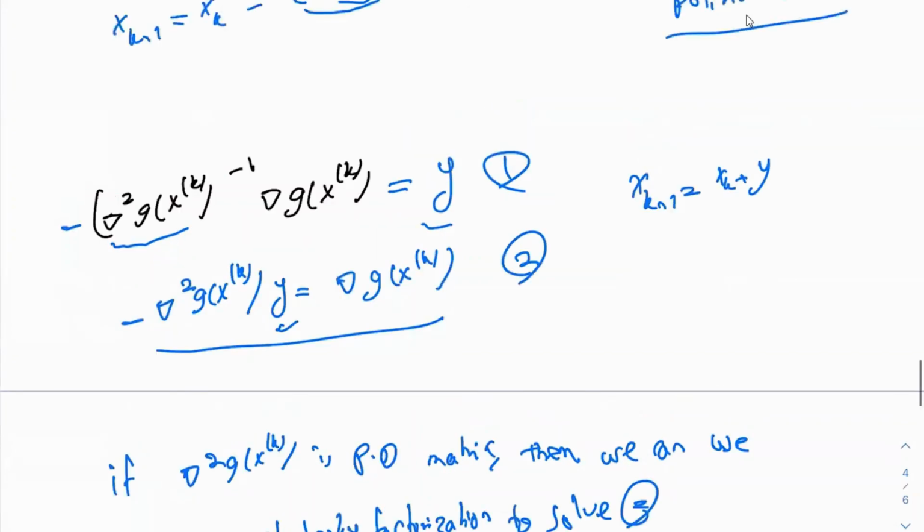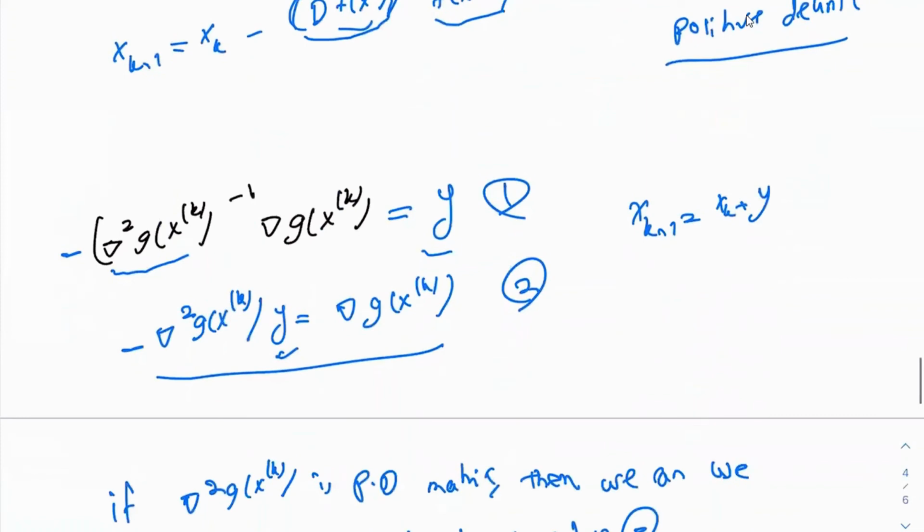So once we write this update equation, we have many ways to solve it. So that's it about the Newton method for a convex function.